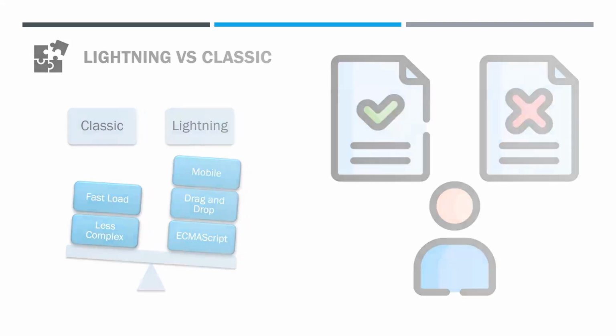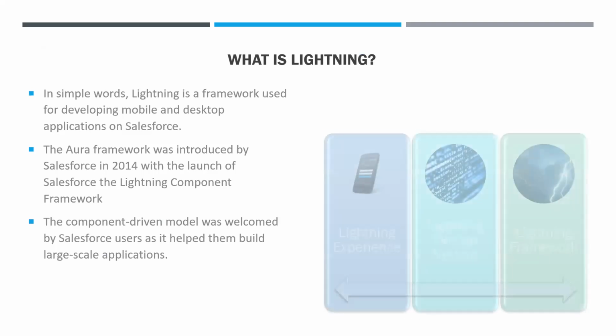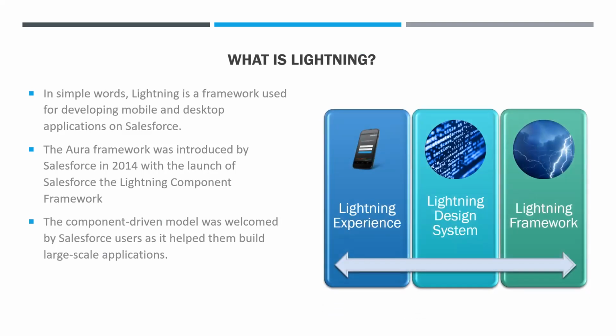Okay, let's move further. What exactly is Lightning? Before we discuss these elements, let's talk about Lightning itself. I hope you have heard this word Lightning, but you don't have much idea. If I be more generic, Lightning is nothing but a framework used to build mobile and desktop applications on Salesforce. That is the generic definition that you can use. So if you want to build something that is mobile friendly and a desktop application, then you can use Lightning. Now you may ask, we can do these things in Visualforce as well, so what's the difference?